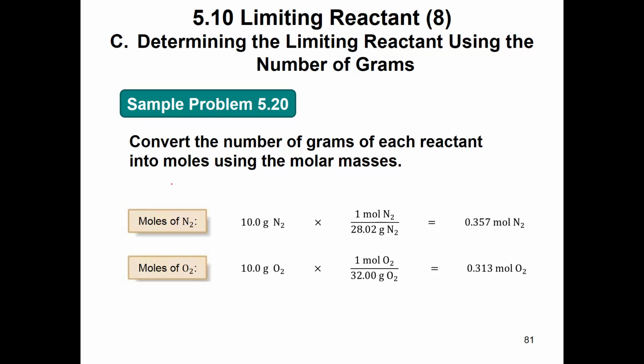If you've got 10 grams of nitrogen, we can say 1 mole of nitrogen over the molar mass of nitrogen, which is 28.02, gives us 0.357 moles of nitrogen. 10 grams of oxygen times 1 mole of oxygen, and it's O2, that's why it's 32 grams instead of 16, is going to give me 0.313 moles of oxygen.